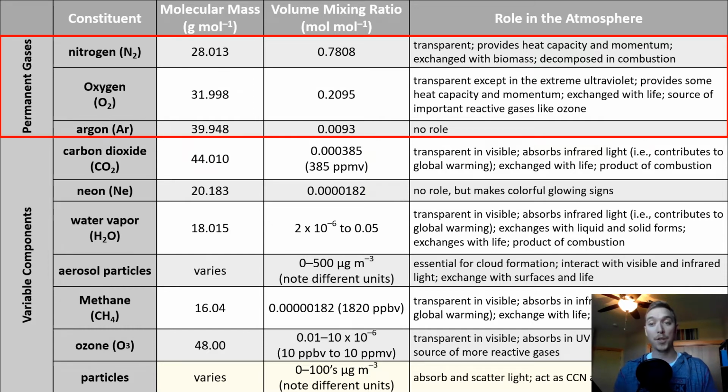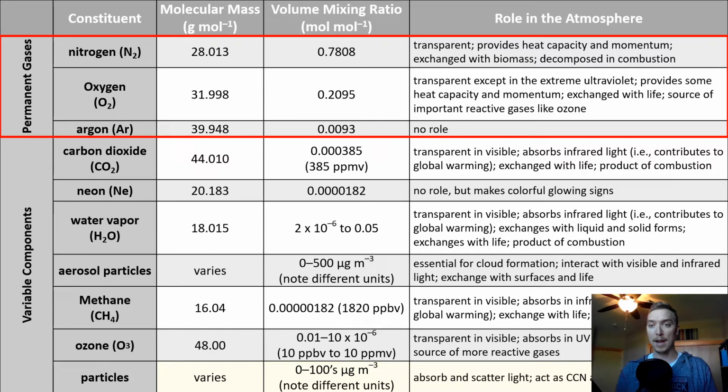It dilutes oxygen, it prevents rapid burning at the Earth's surface. Living things need it to make proteins. It's transparent, provides heat capacity and momentum. It's exchanged with biomass. It's decomposed in combustion. So we see that in the table that we can see here before us.